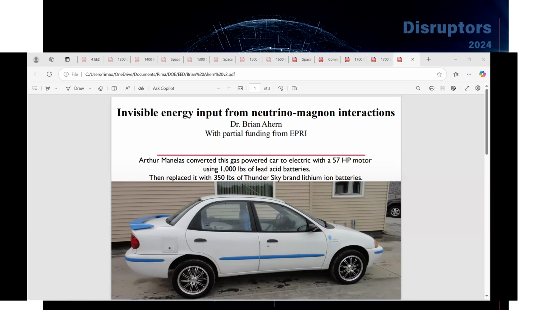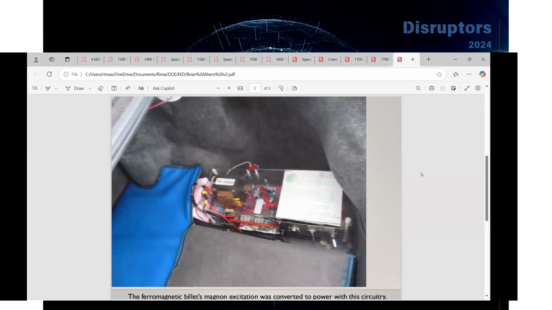Brian, do you want to switch to the next slide? Oh, I thought you were running the slides. Okay, go ahead, next slide. What is it?